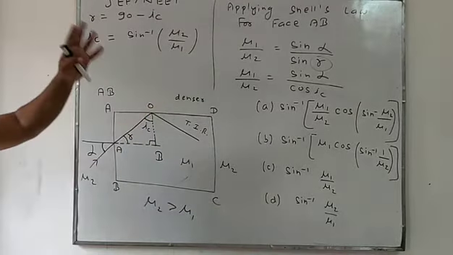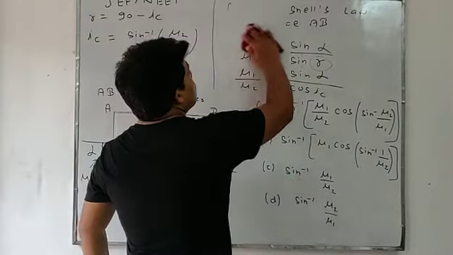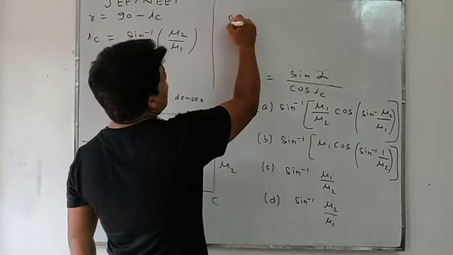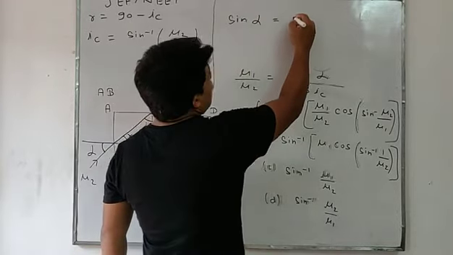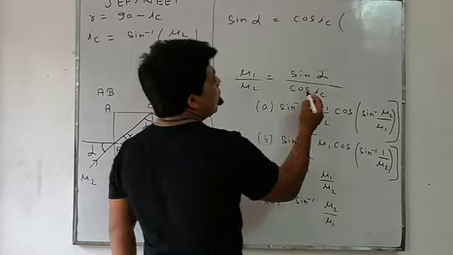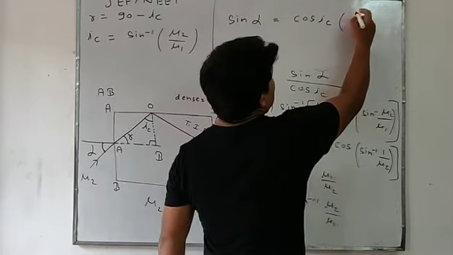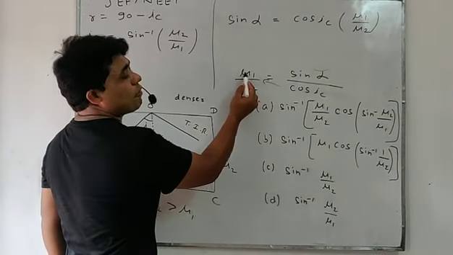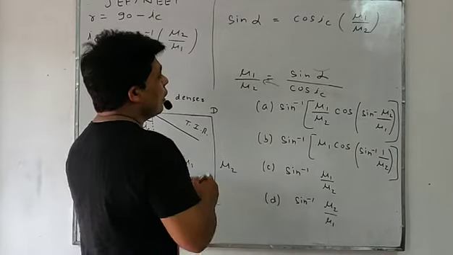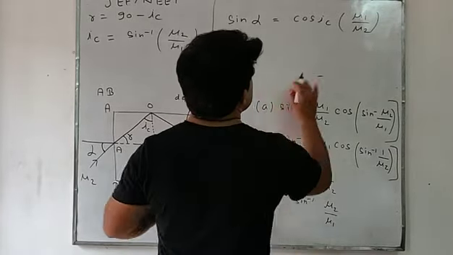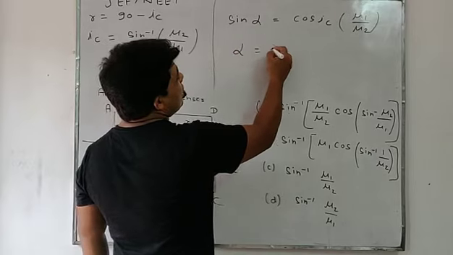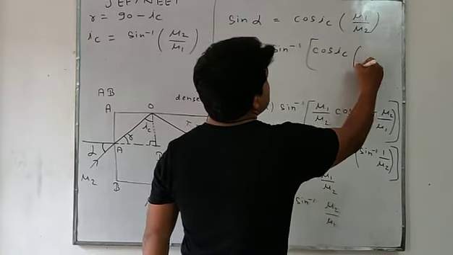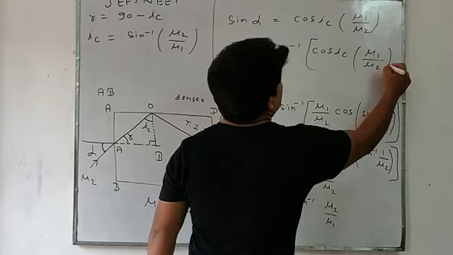Look, you can write this. I'm going to remove the upper part. So finally we can write, yes, cross multiply. We have to find sin alpha. So what should be sin alpha? Cos IC multiplied with mu1 by mu2. And finally we require alpha, so transfer sine to that side: sin inverse, in bracket, cos IC mu1 by mu2.